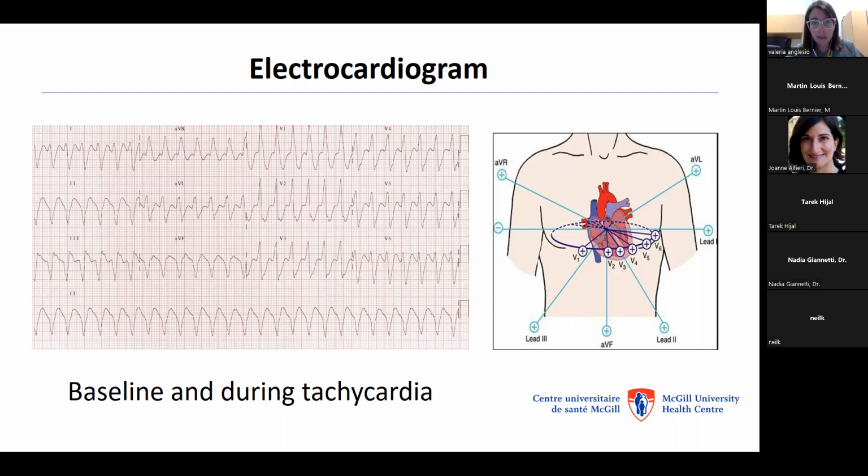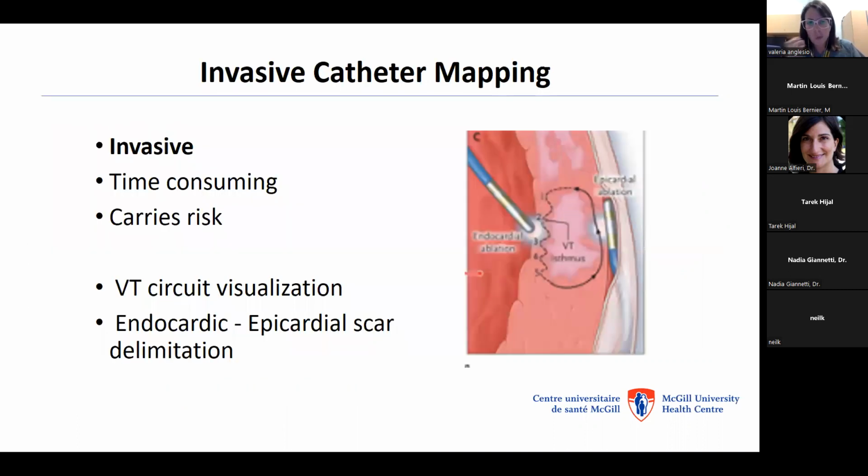Invasive catheter mapping is a procedure that enables us to create a 3D electrical map and an anatomical image of the heart. It's the gold standard for VT circuit visualization, and the main objective is to induce clinical VT and identify the electrical circuit. That's what Dr. Bernier was trying to explain. We use catheters to see inside the heart, to see the electricity inside the heart. The idea is to induce the clinical ventricular tachycardia and to map the circuit.